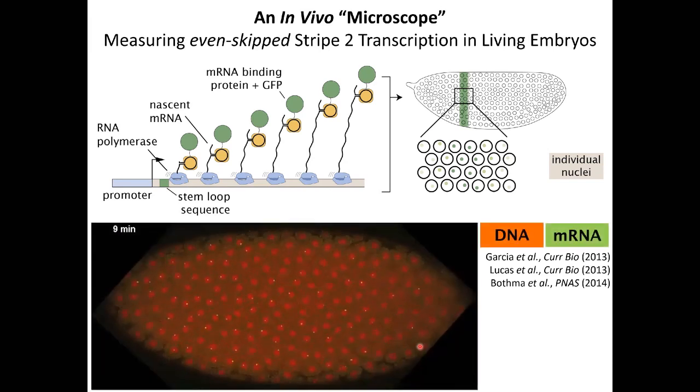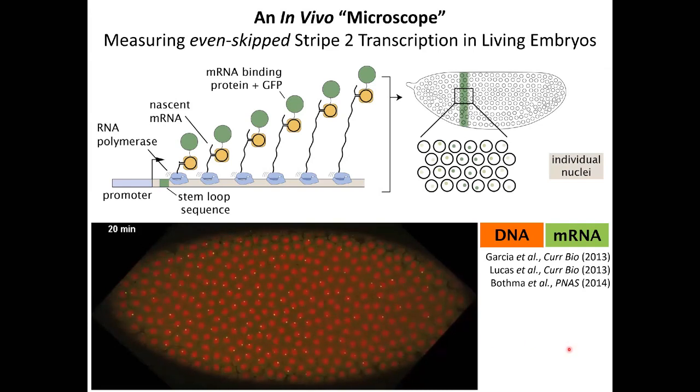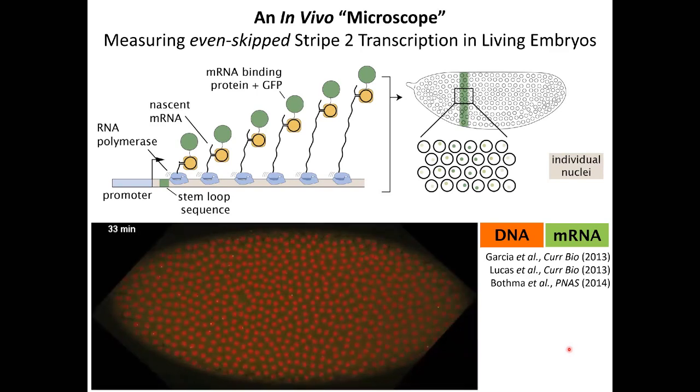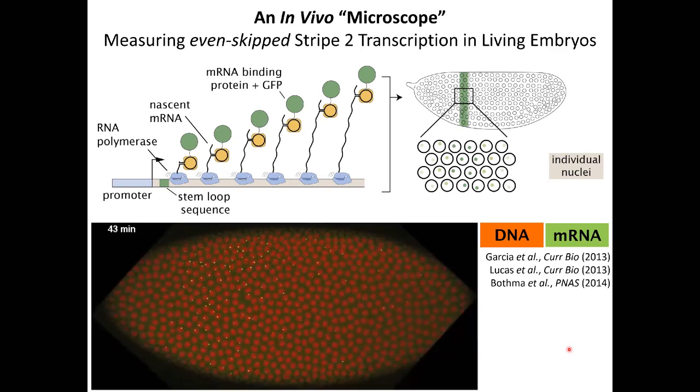This is what you get when you put it all together. You see in red the DNA and in green the RNA signal. Now you see this broad domain of activation that I was telling you about, and as development progresses, you're going to see how the domain gets narrower and narrower.